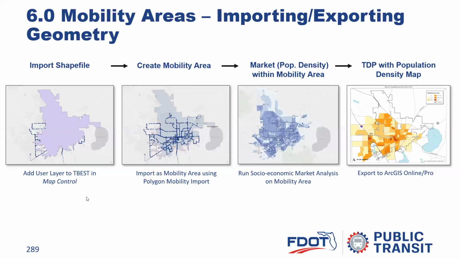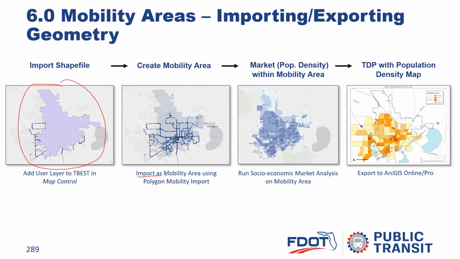Okay, so just an example of importing and then exporting a geometry. In this case, we're dealing with the city of Gainesville. So this is the outline, or basically the shape of the city of Gainesville, overlaid in T-BEST. So you can see our routes in the background here. It's sitting on top of it. It's its own shapefile. And all we need to do is select it using our T-BEST tools and our mobility area tools, and then save it, right?